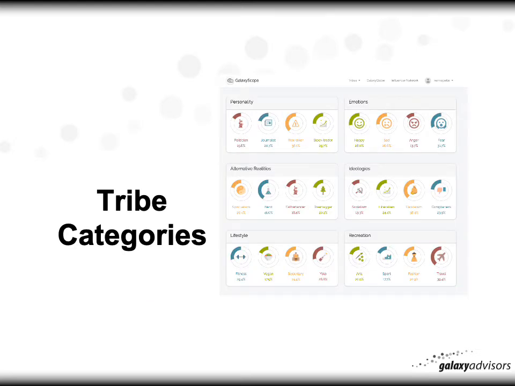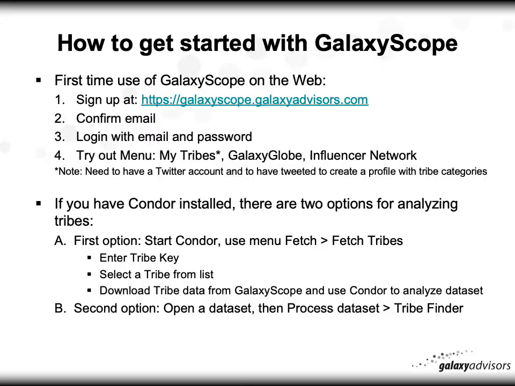Here are the 4 different tribes by personality, emotions, alternative realities, ideologies, lifestyle, recreation. You'll be able to put in a Twitter handle and get these characteristics of your tribe. Let's now go through how to get started with GalaxyScope.